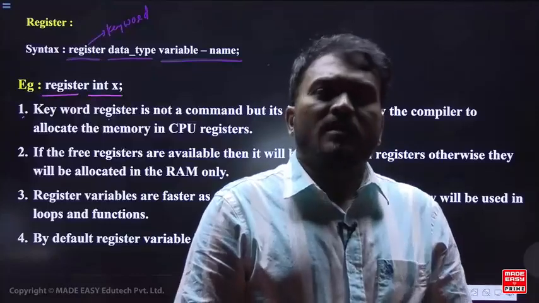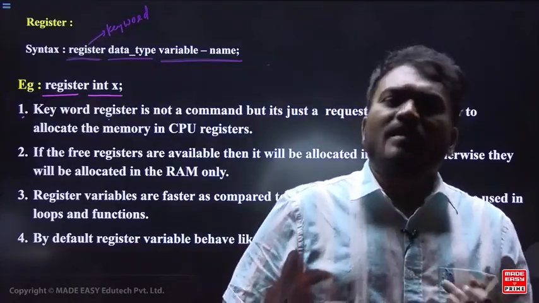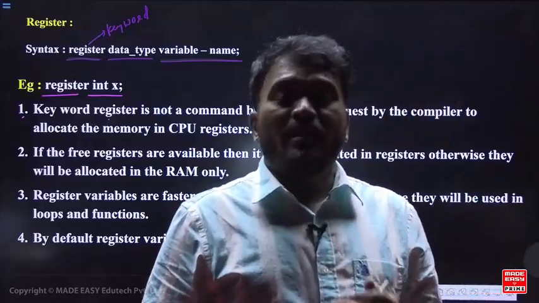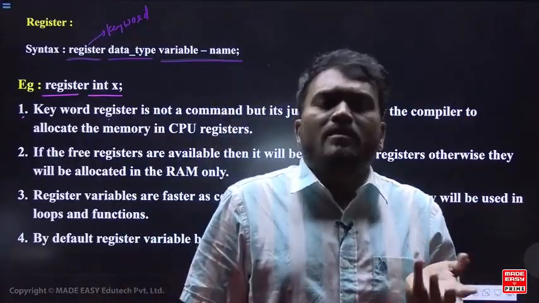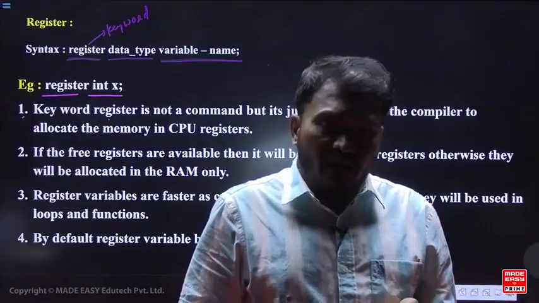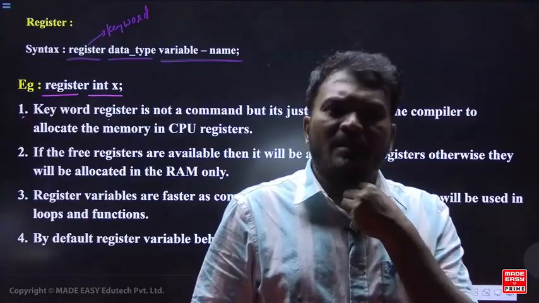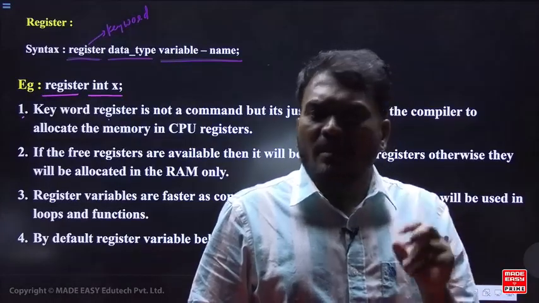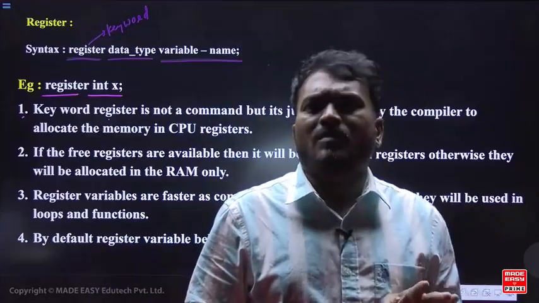So generally, you allocate in the RAM only, right? For any variable, memory is allocated in the RAM only, maybe in a different segment. But the register storage class is saying it is just a request to the compiler: allocate the memory in the registers instead of RAM. Now remember, if the free registers are available, registers in the sense CPU registers, it will be allocated in the registers only.